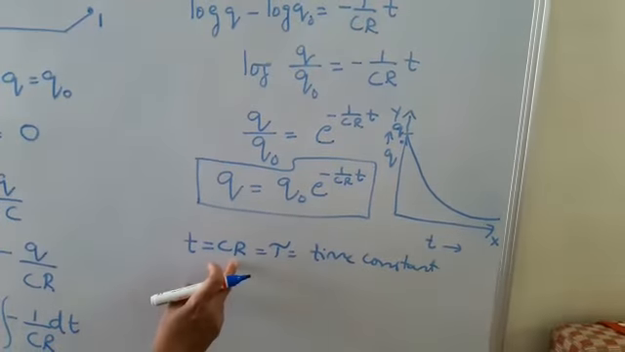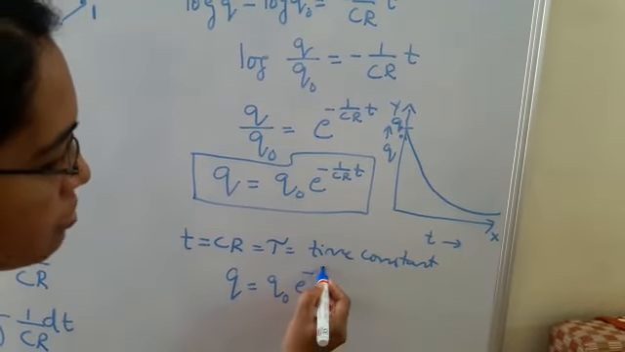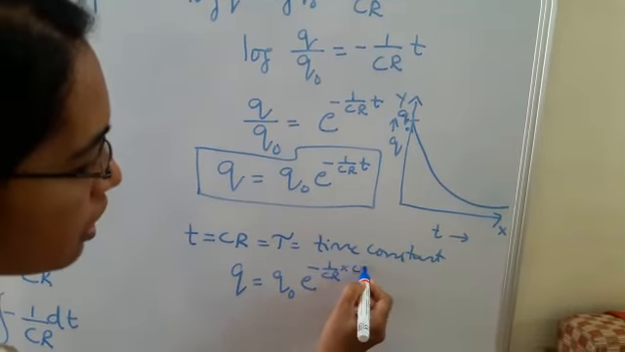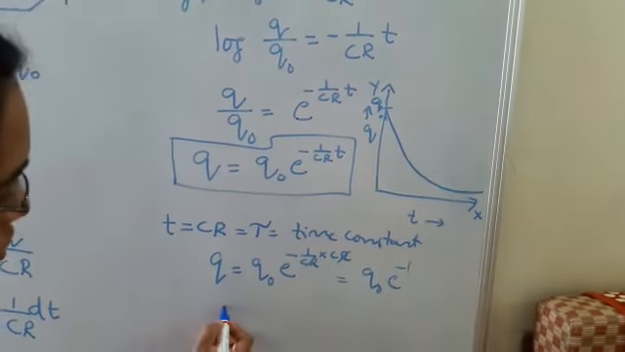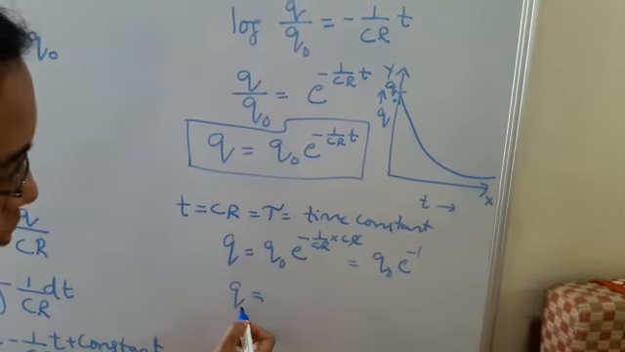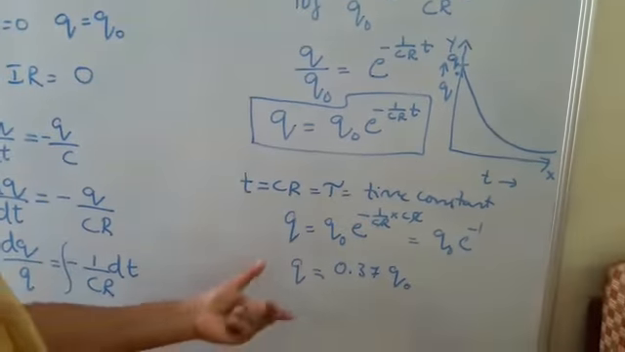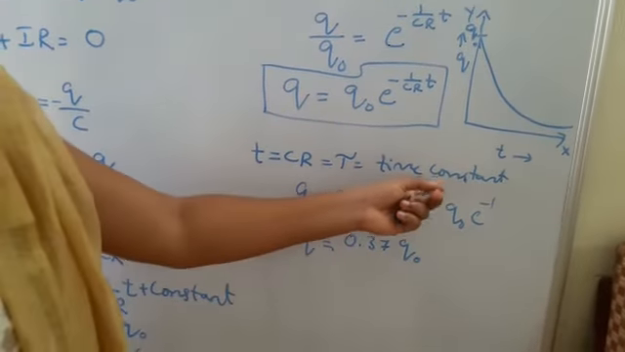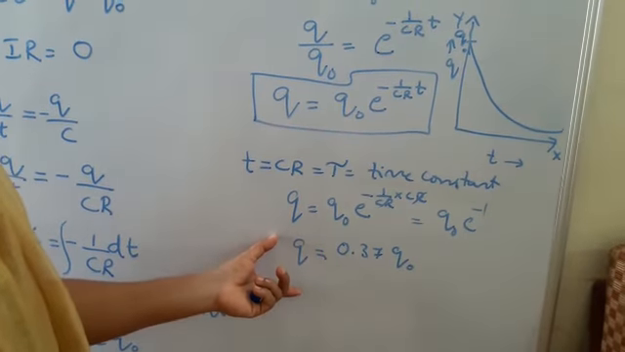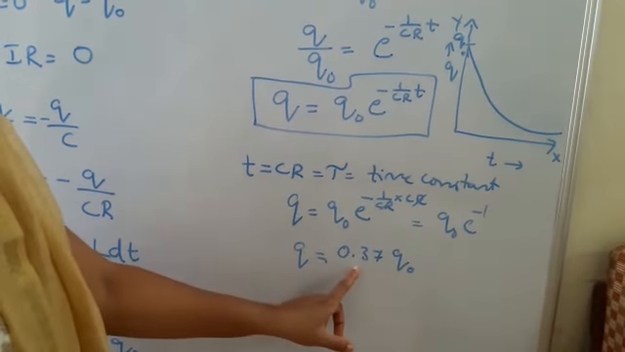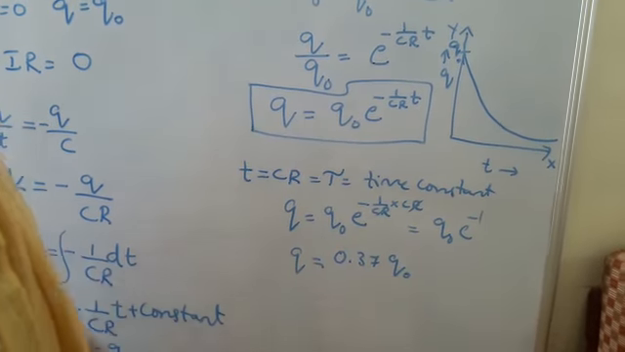Substituting t equal to CR in the above expression, we have Q equal to Q0 e power minus 1 by CR into CR. CR gets cancelled, we have Q0 e power minus 1. If I simplify that, the expression reduces to Q equal to 0.37 Q0. Therefore using this equation we can define the time constant. The time constant is defined as the time taken for the capacitor to discharge by 0.37 of the maximum value, or 37% of the maximum value.